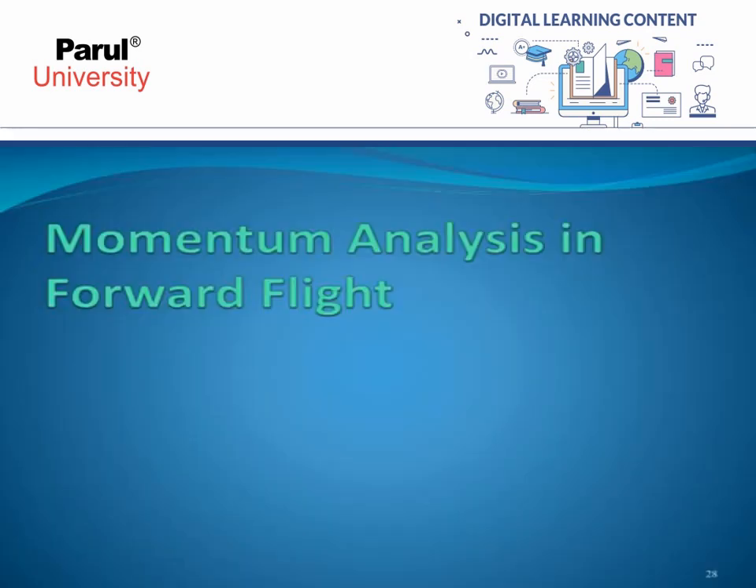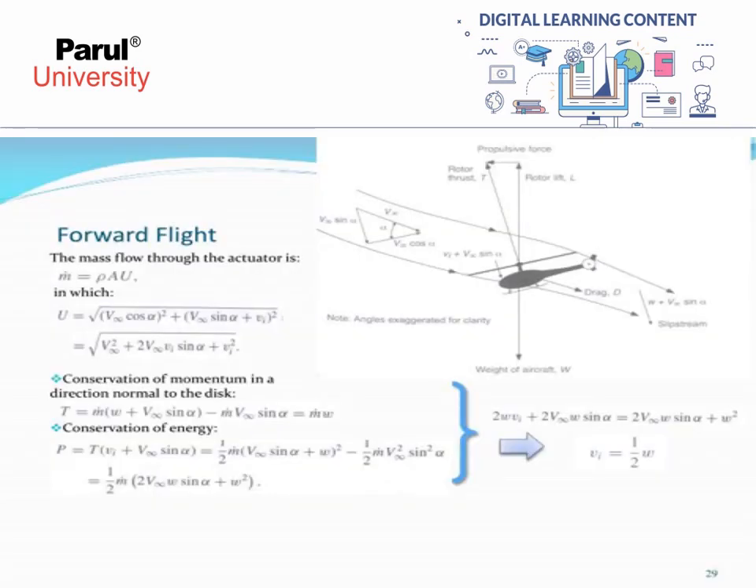Right, now the next slide is the momentum analysis in forward flight. In this flight, the mass flow rate through the actuator is equal to rho A U, in which U is equal to square root of (V infinity cos alpha) square plus (V infinity sin alpha plus Vi) whole square, and finally we can say square root of V infinity square plus 2 V infinity Vi sin alpha plus Vi square. The conservation of momentum in a direction normal to the disk is T equal to mass flow rate into (omega plus V infinity sin alpha) minus m dot V infinity sin alpha, which is equal to m dot omega.